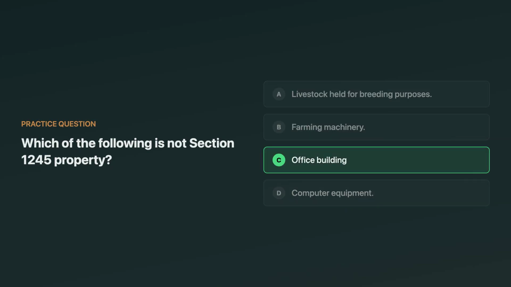The answer is the office building. Buildings are real property, so they generally fall under Section 1250, not Section 1245. The tempting wrong choice is livestock, but certain livestock used for breeding can be treated as business property and can fall under the depreciation recapture rules tied to Section 1245 concepts on the exam.